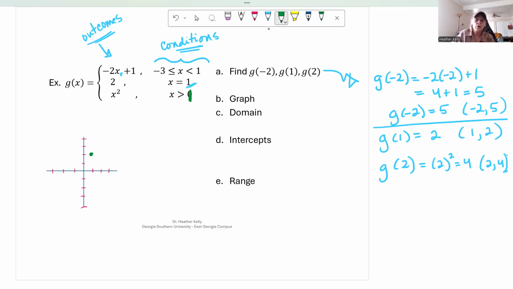And then we also know when x is greater than 1, that it is a parabola starting at (0, 0). So at (0, 0), we go (1, 1). So that one doesn't count. (2, 4). So we're going to get this curve right there that goes on forever. And then finally, we will manage our line here.